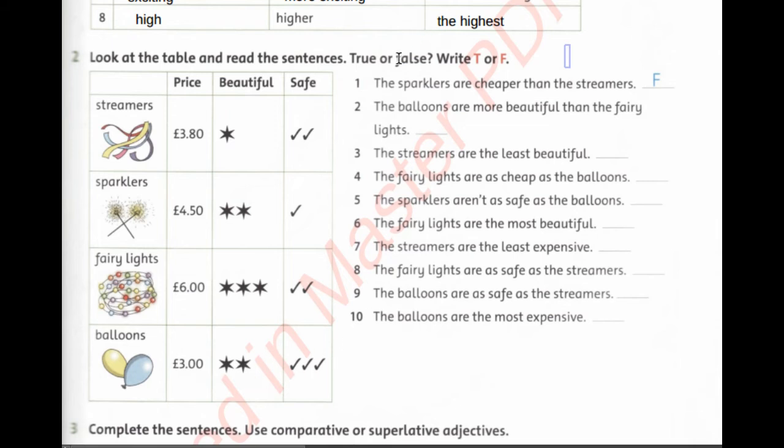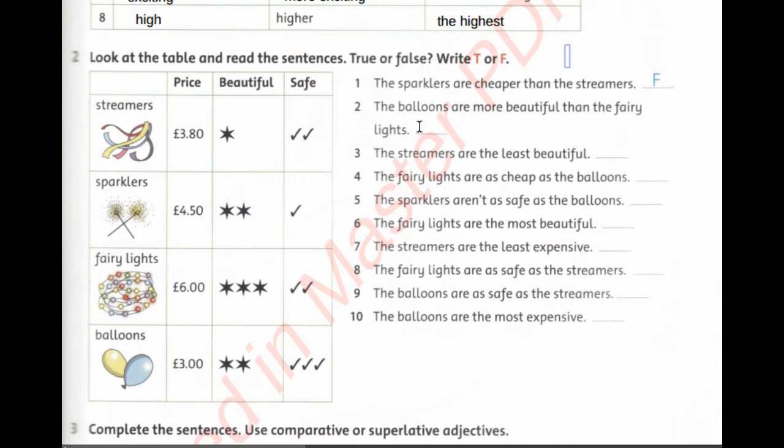Number 1: the sparklers are cheaper than the streamers. How much are the sparklers? 4.50, and the streamers are 3.80. So this is not true. So here comes automatically the F.